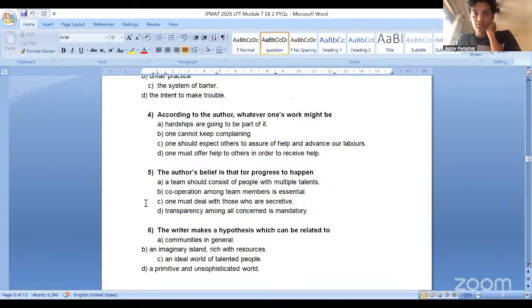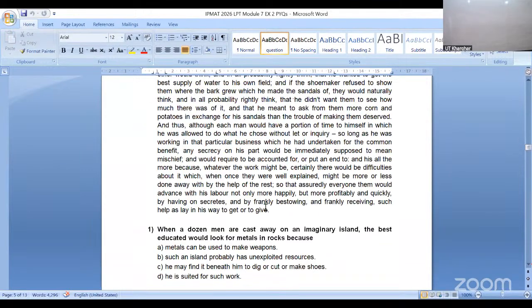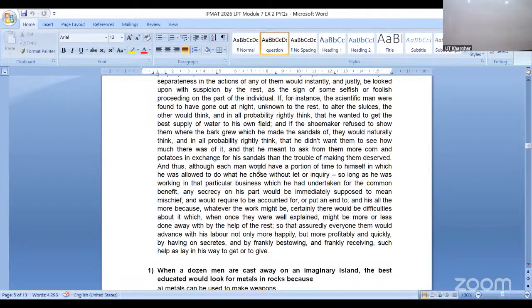Ma'am, option number D for question 5. Option number D. So for progress to happen, transparency is mandatory. Where do you get this answer from? In the passage, there should be transparency. So where do you get the answer from? Why did you think that is the answer? Ma'am, because the passage mostly stresses the parts of secrecy, so I think so. Transparency among all concerned is mandatory.